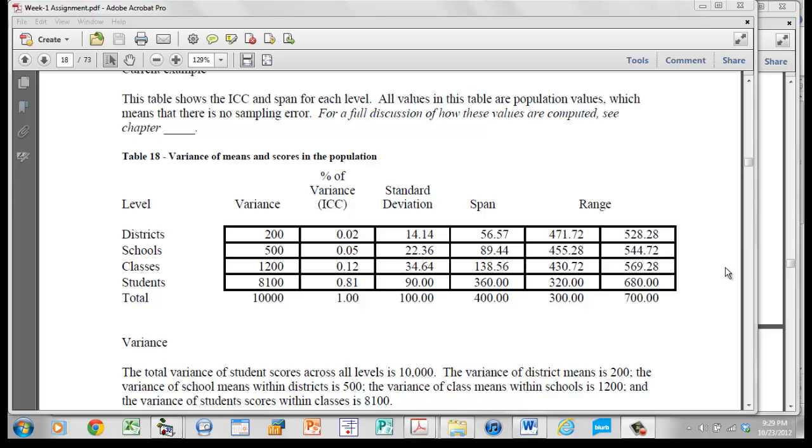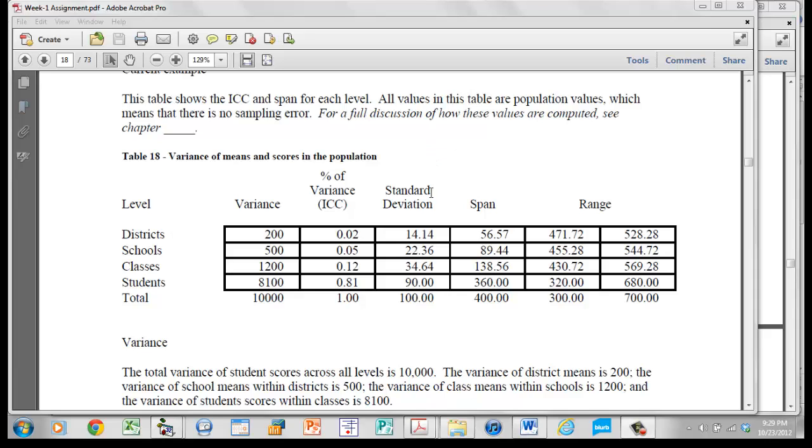In the materials for week one, in the introduction, I included a chapter on variance and the relationship between variance, ICC, standard deviations, and spans. And then in the assignment for week one, I included a similar table, which you see over here. This is the data set that I was working with in the example that I used in the assignment for week one. We assume that students are nested within classes, which are nested within schools, which are nested within districts.